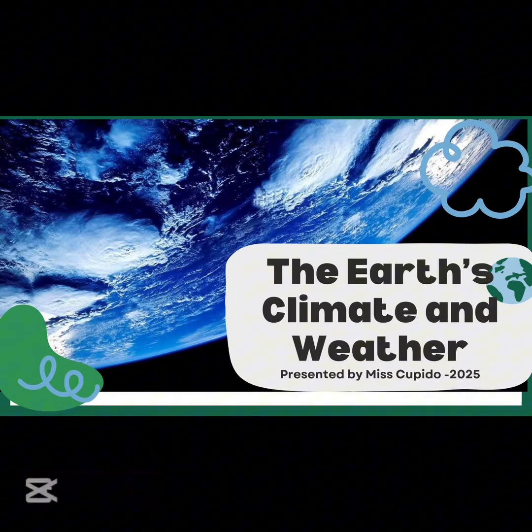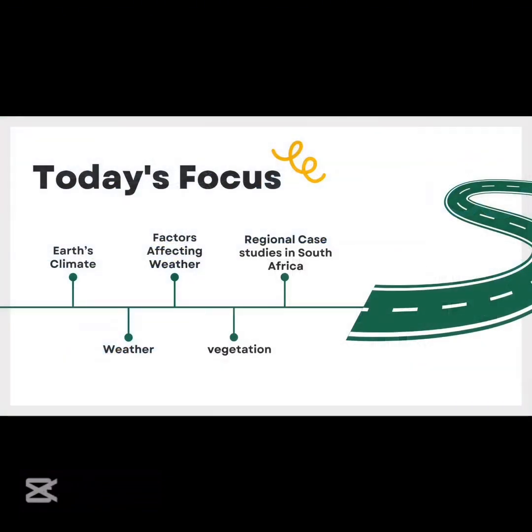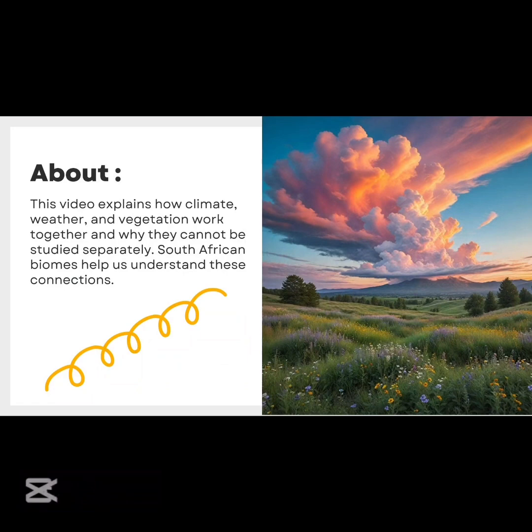Going to be talking about the Earth's climate and the weather, which will be presented by me, Miss Cupido. Today's focus will be the Earth's climate, weather, factors affecting weather, vegetation, as well as the regional case studies in South Africa. This video will explain how climate, weather and vegetation work together and why they cannot be studied separately. South Africa has biomes that help us understand these connections.